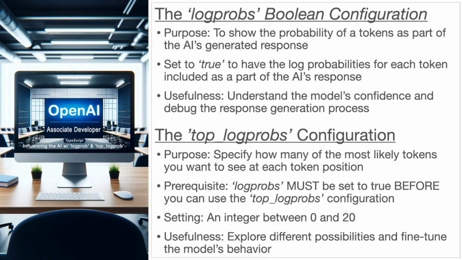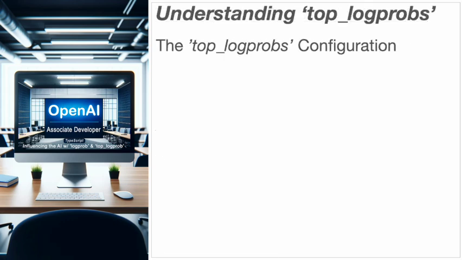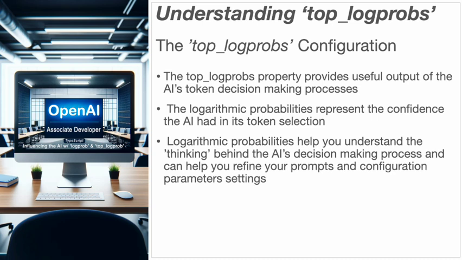Once we decide to include the logarithmic probabilities by setting the logprobs property to true, we then need to set the top logprobs property to a value between 0 and 20. Here, you are selecting to see the specific number of tokens the AI considered the most likely alternatives to the one the AI chose for the actual response. This property's output will include the token the AI chose for the response, along with the top alternative tokens the AI considered for the response. We will look at the specific output in a moment, but let's first understand a bit more about logarithmic probabilities.